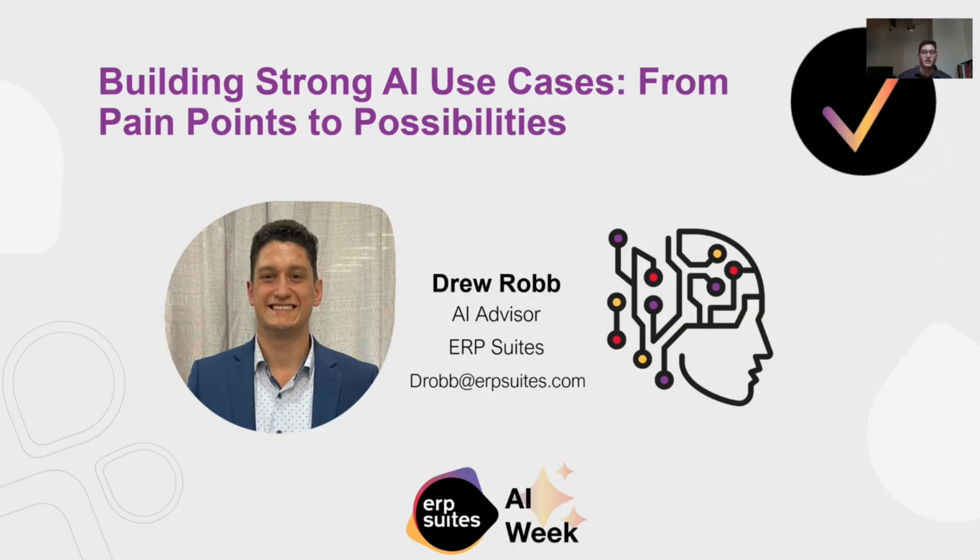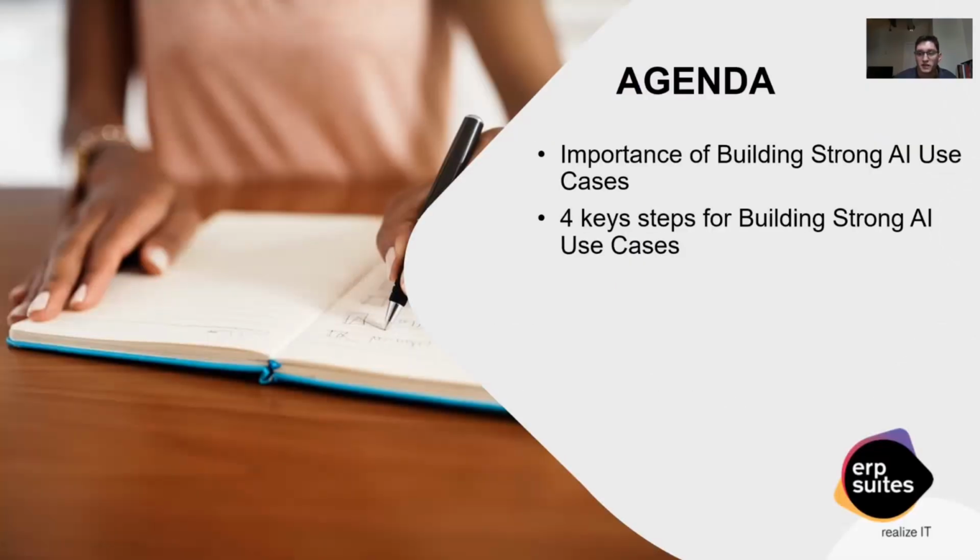Pretty short agenda today. The first thing is the importance of building a strong AI use case. Why is this such an important thing in our AI journey? The first part is really education, getting people educated on AI systems and services. I did an AI 101 session yesterday, so that's really the groundwork. The next thing is showing the importance of building out a strong AI use case.